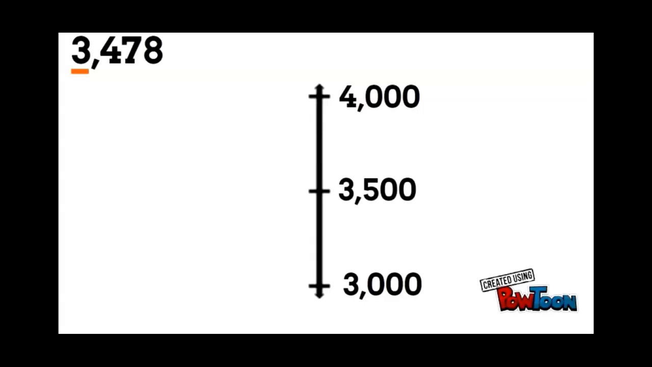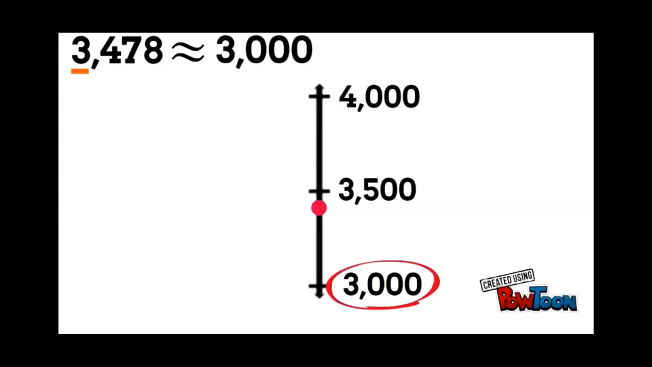So we're going to put a dot where 3,478 is. 400 is just below 500. Put a dot there. And because it's below the midpoint, we are going to round down. So 3,478 is approximately 3,000 when rounded to the nearest 1,000.